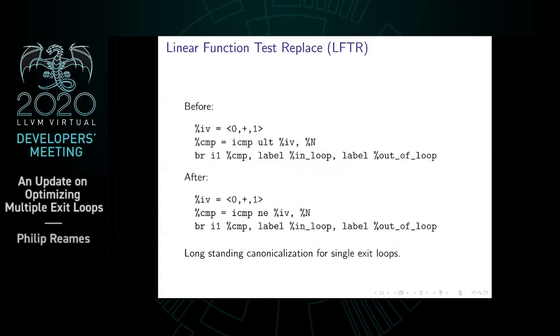Moving into IndVarSimplify, the first transformation we'll discuss is linear function test replace, LFTR. This is a long-standing nomenclature that exists for single exit loops in the optimizer. The basic idea of LFTR is you're taking an induction variable and an exit branch that is in the form of a less than or greater than check, and we're converting it into an inequality check. So in this example, we go from IV less than %n to IV not equal to %n.